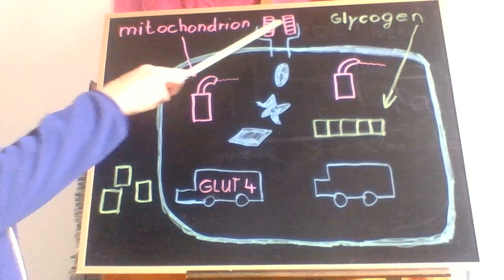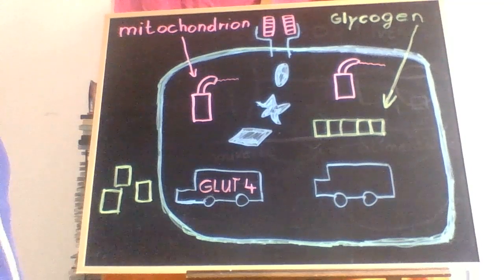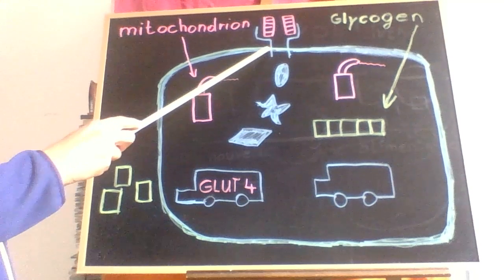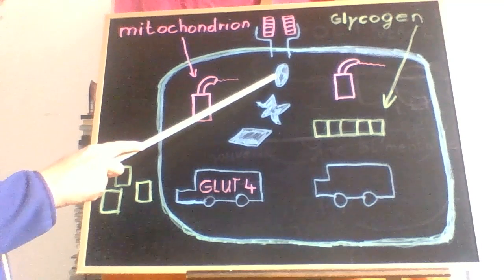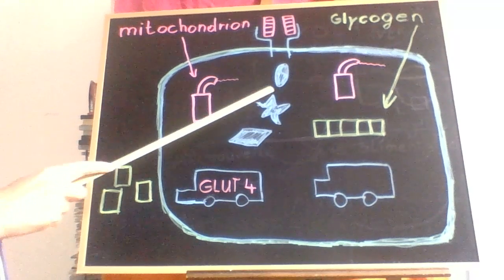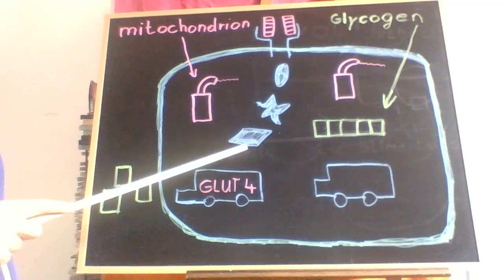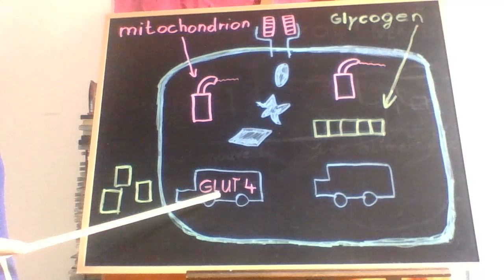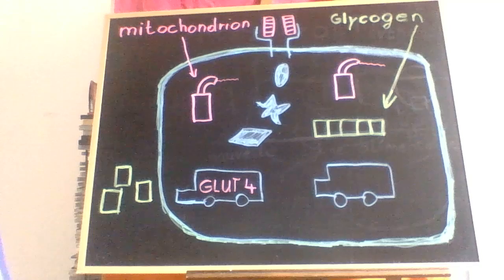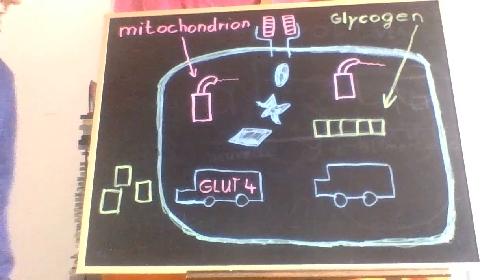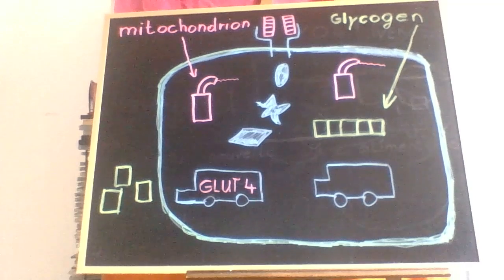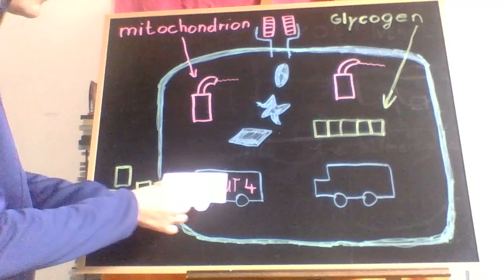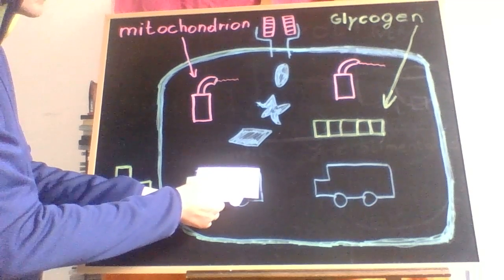When insulin attaches to the insulin receptor, insulin will activate the insulin receptor, which activates an enzyme that activates another enzyme and that activates another enzyme. And finally, after all this activation, GLUT4 will be activated. When GLUT4 is activated, it will come to the cell membrane and transport the sugar inside the cell.